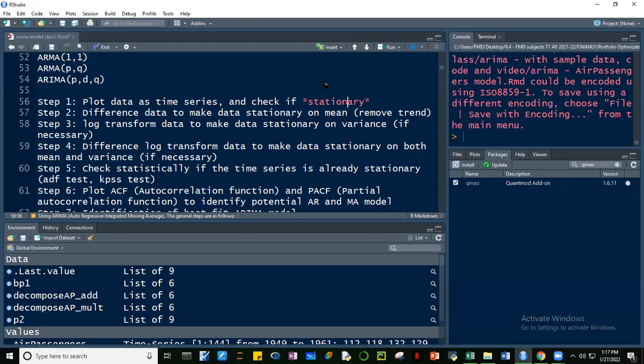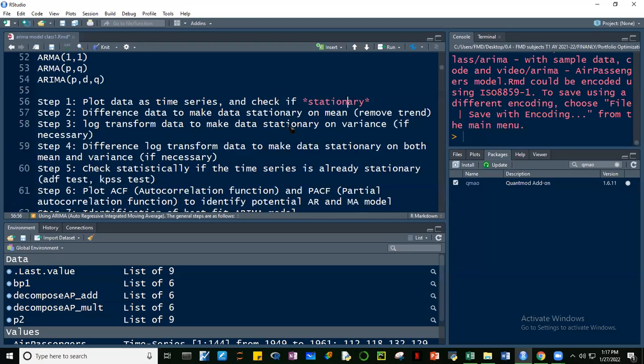Okay, if the data is not stationary, then kailangan maggagawa tayo ng transformation. No? Ano yung mga pwedeng transformation ng data, ng time series data natin para maging stationary siya? Okay, number 1, pwede natin i-difference. Okay, ano ibig sabihin ng difference?